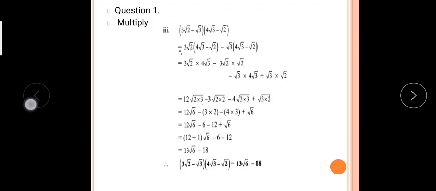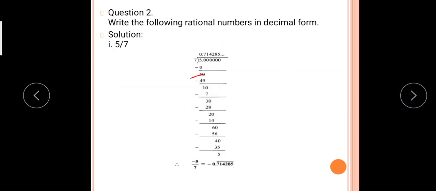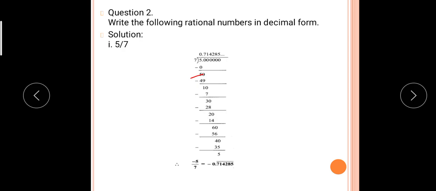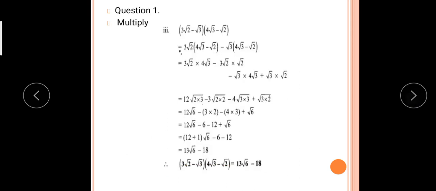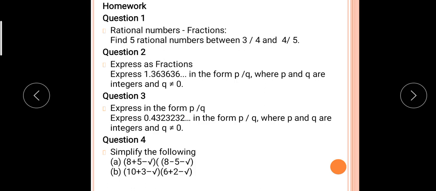From the first lesson, whatever important concepts are there in this PPT, I explained all. First one is how to express a recurring decimal into p by q form. Second is how to convert p by q form into decimal. Then third is how to write a recurring type of decimal into p by q form. Then multiplication of surds, and then rationalization of the denominator.